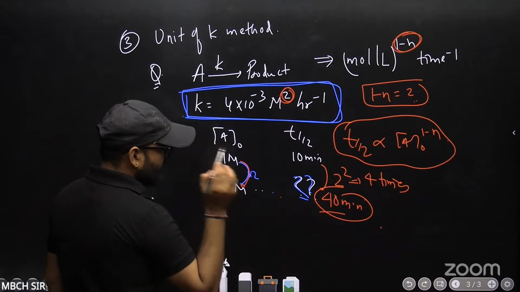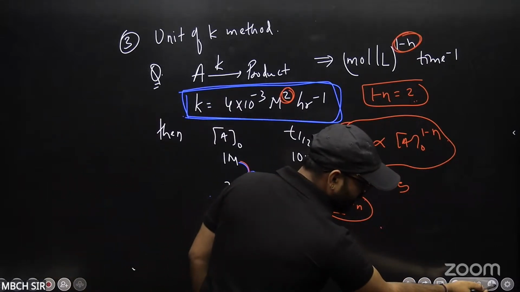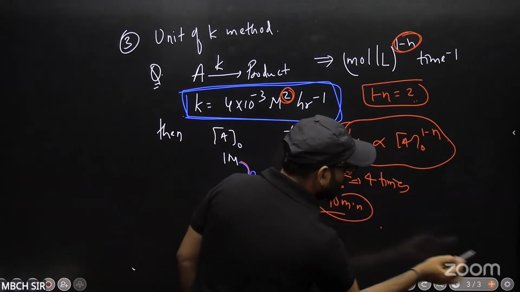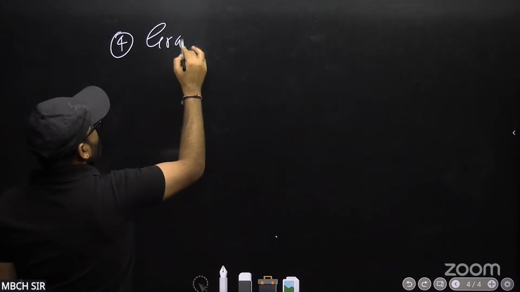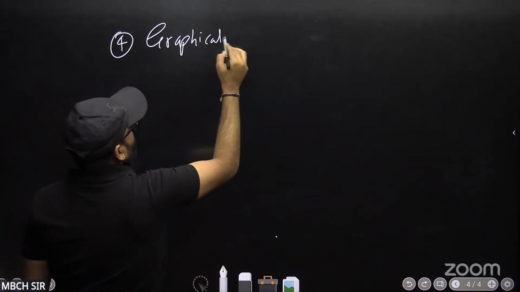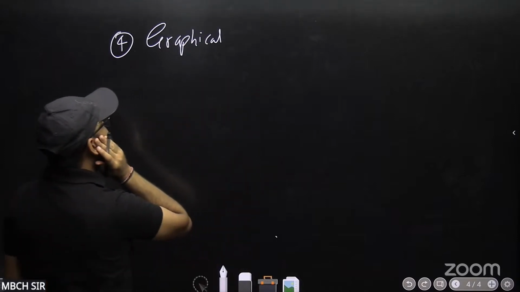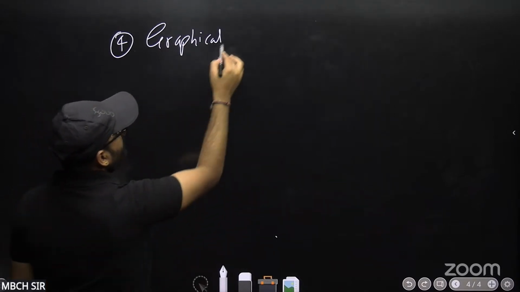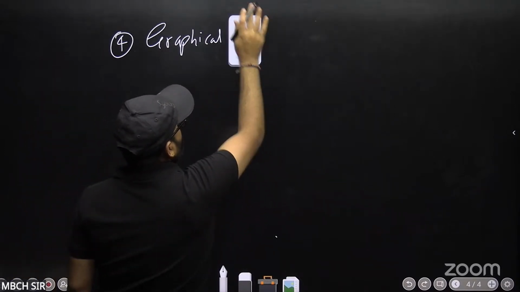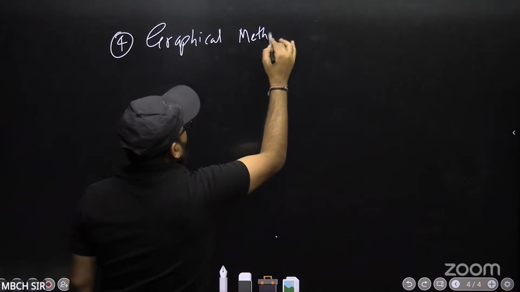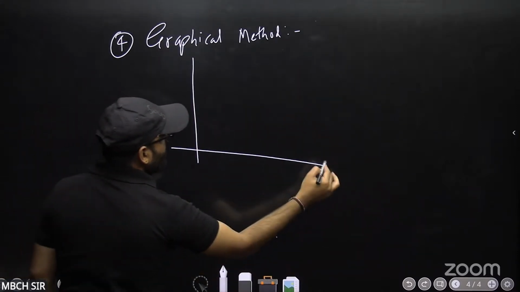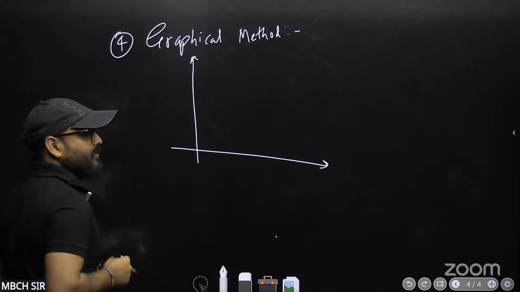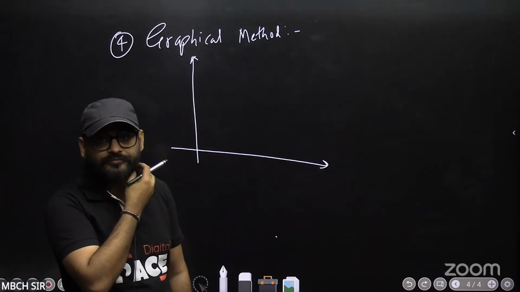The fourth method is the graphical method. Just try so that each and everyone does this question correctly. We have done the nth order graph in the last lecture.